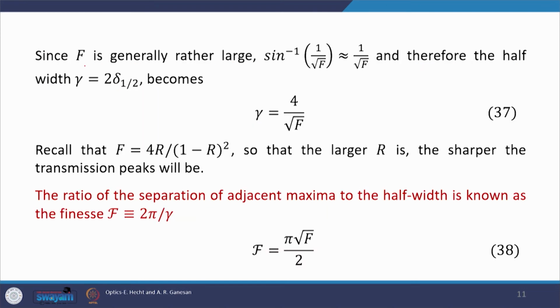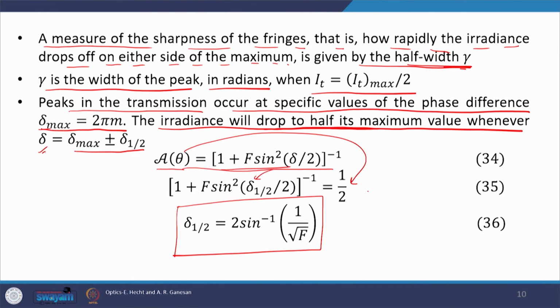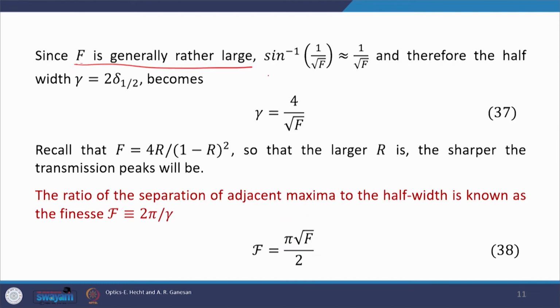But we also know that F is generally very large. When these resonances, these peaks, are very sharp, then usually F is very high, and if F is very large, then this term would be very small, and if this is very small, then we can substitute sin inverse 1 by square root of F with 1 by square root of F, and therefore, the expression for half width would be modified. The half width, as given by twice delta half, after this substitution would be equal to 4 by square root of F.